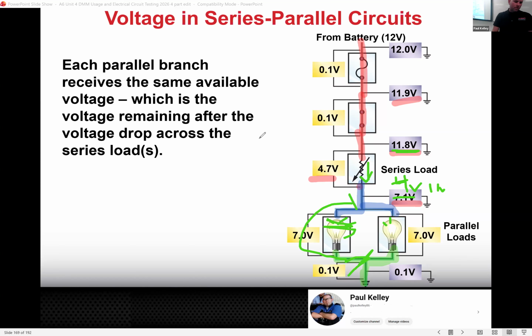It's not a real big deal. Essentially, it's identical to a regular parallel circuit. You're just going to break it down into a series and diagnose it. The only difference is you got to understand, by design, there is a load in the series part. Okay.